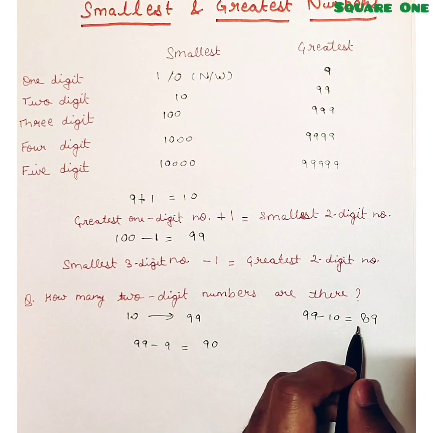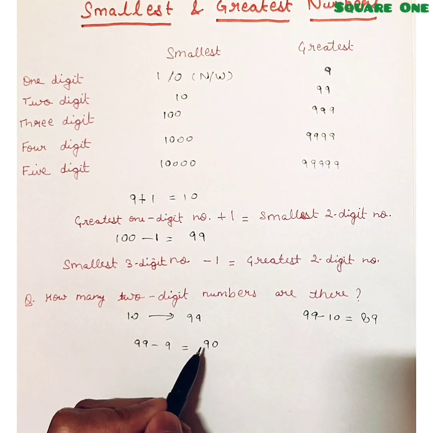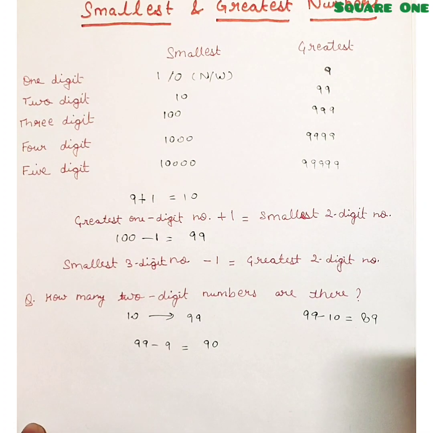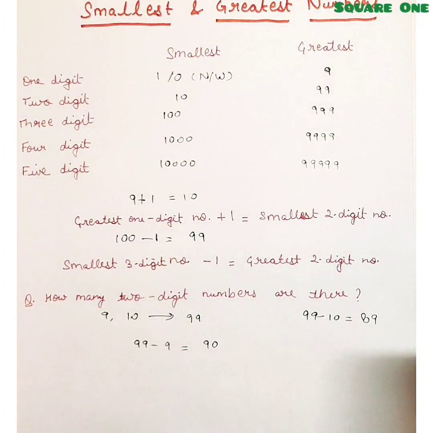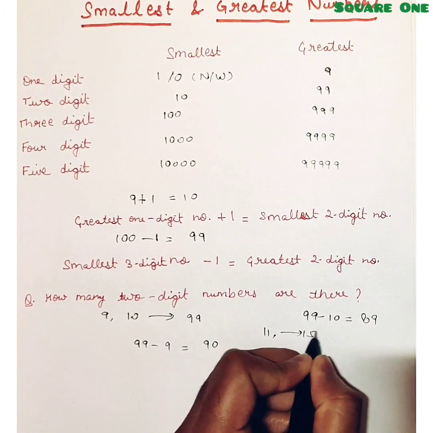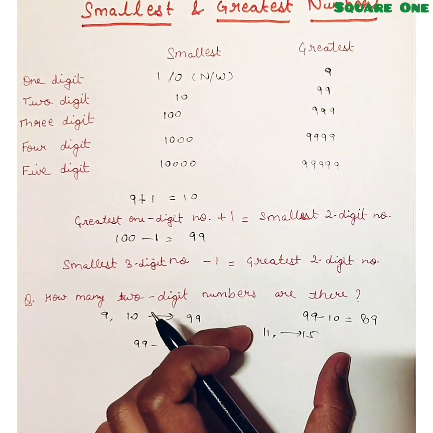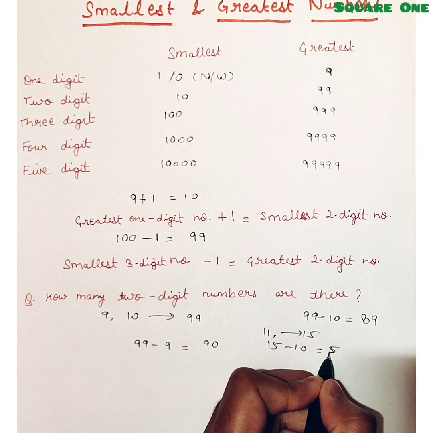Now if I subtract 9 from 99, which is 1 lower than 10, then 10 is included in the count. So whenever we have to count a smaller value also, always subtract one number less than the smaller value. Always subtract 9 from 99. If I have to count numbers from 11 up to 15, I count all the numbers: 11, 12, 13, 14, 15. There are 5 numbers. So I subtract 10 from 15 and I get the answer as 5. That is how it happens.